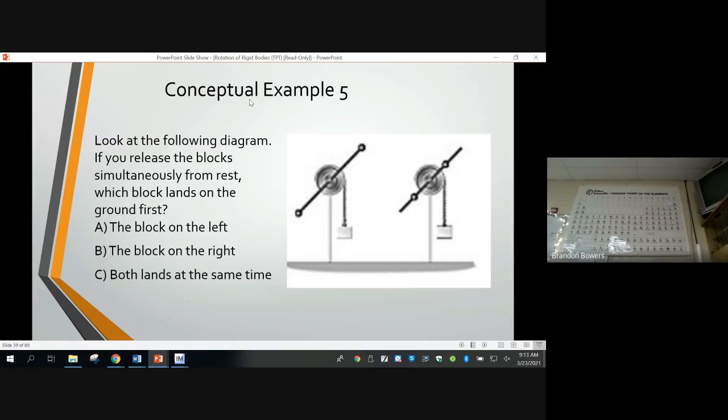I don't understand how it works. What's the equation for inertia? Ooh, great question. Okay, so inertia.